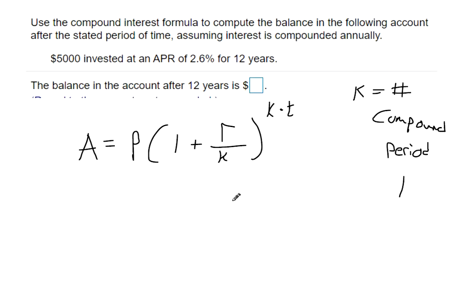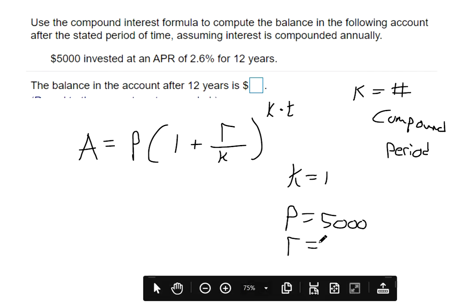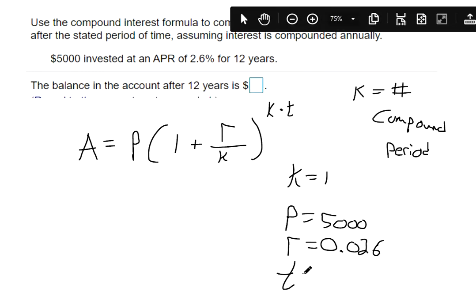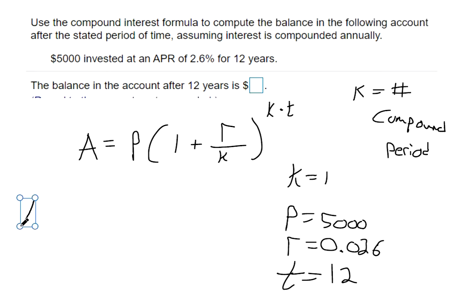In this question, annually means once a year. So K is going to be 1. So that makes things a little simpler. The principal, the starting amount, is 5,000. The interest rate, the R, is 0.026. You got to move that decimal 2 places to the left to convert it from percent to a decimal. And then the time in years is 12. So this is the information we're going to plug into this formula. So that's 5,000, 1 plus 0.026 divided by 1, because K is 1, and then it's 1 times 12 up here.